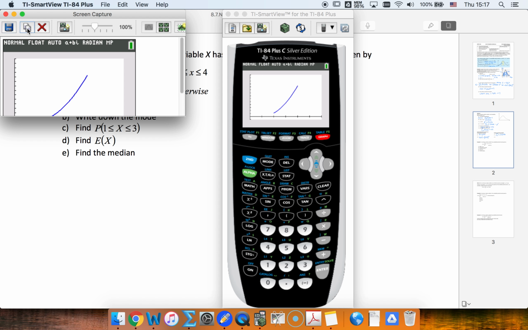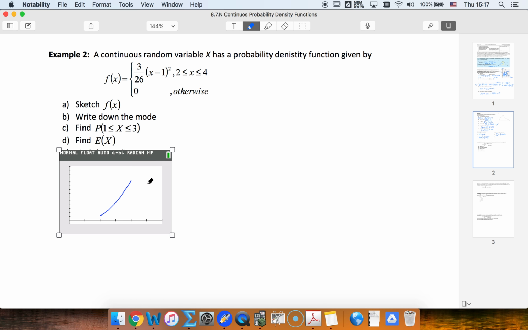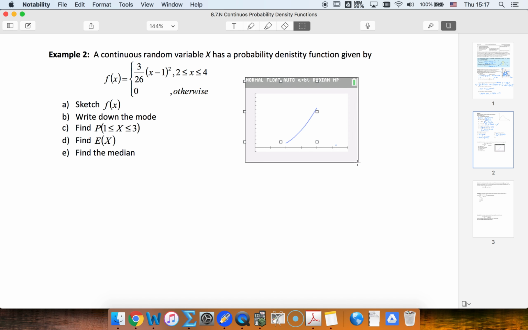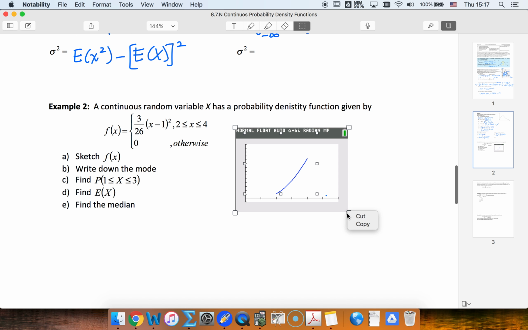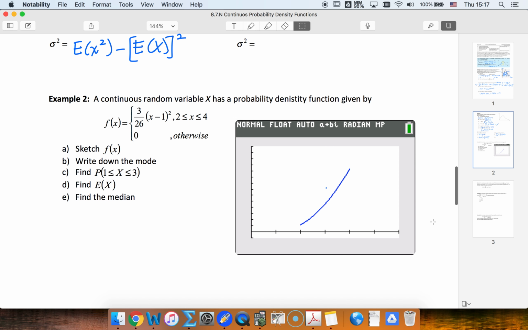Let me copy this and put it over here. Okay, so there's my function. All right. Oh, goodness gracious. All right, make it a little bit bigger.